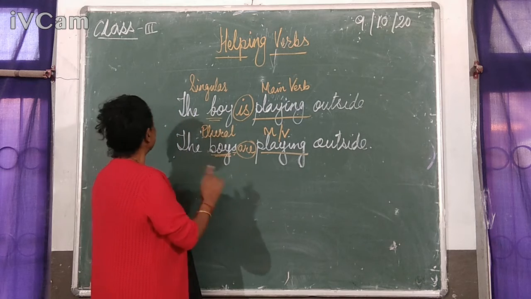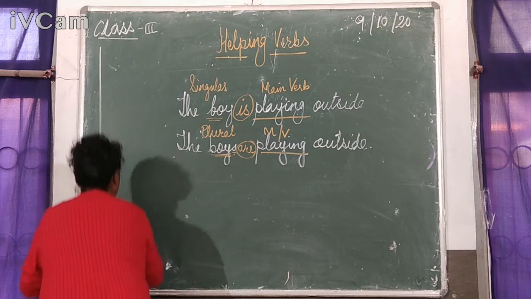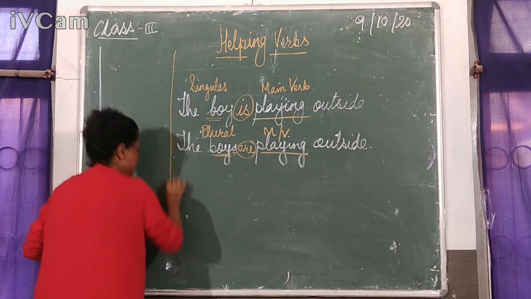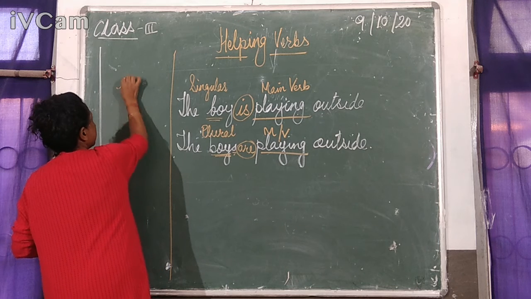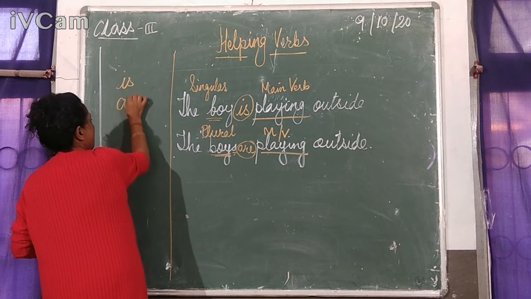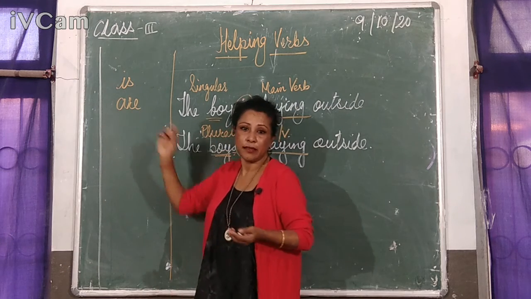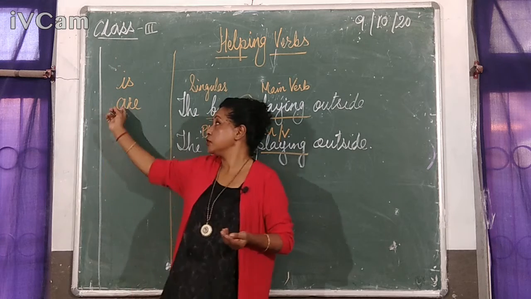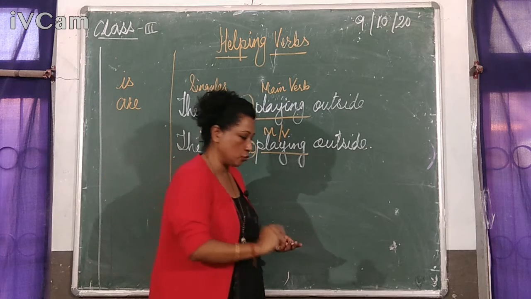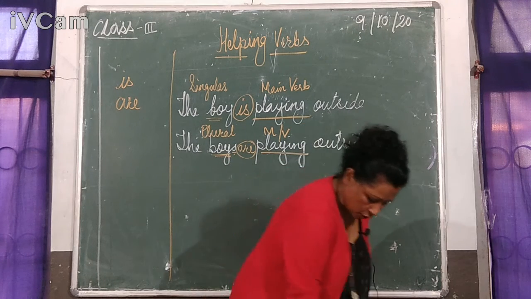So let me make a list here. Can you see here? Is, are. Alright, I am going to make a list here. Can you see this? "Is" and "are". Okay, "is" and "are" are the two helping verbs. There are other helping verbs also, which I am going to do now. Just a minute.